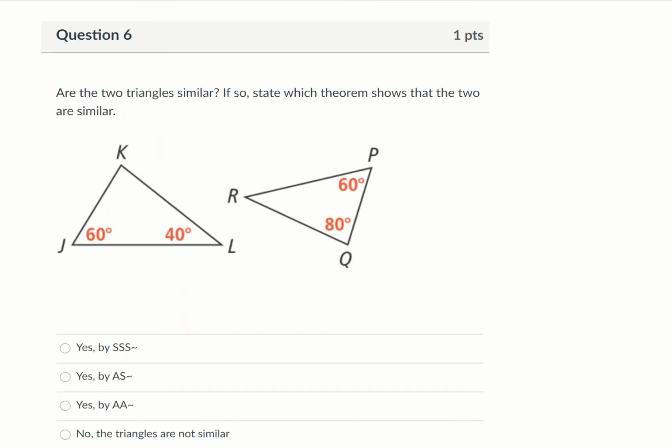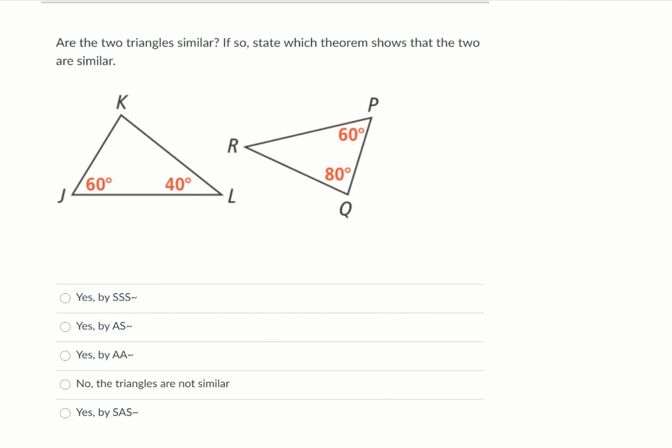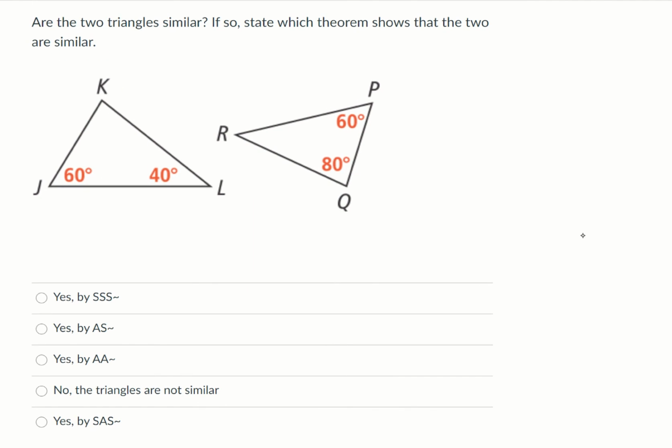All right, so hopefully that made sense. For the next question, we're going to do the same thing with the theorem. So are they similar? If this is 60 and this is 40, then we know that this has to be 80 degrees because the angles have to add up to 180. And if we add those together, we get 180. Similarly, this has to be 40 because they all add up to 180. So we know the angles in the triangle.